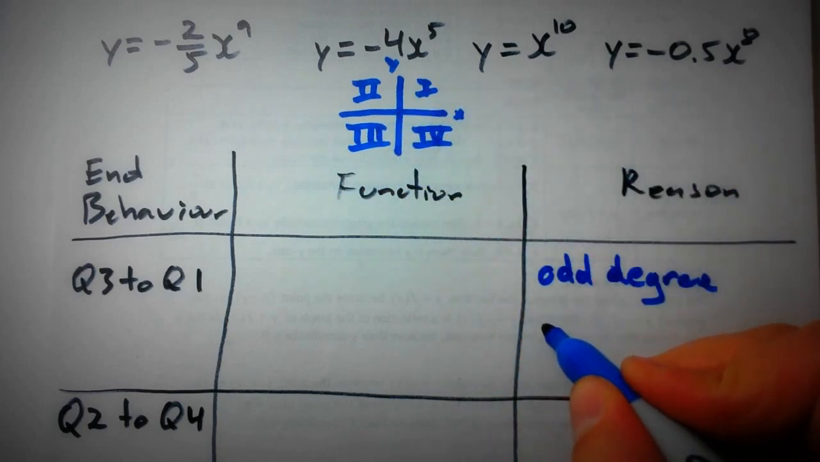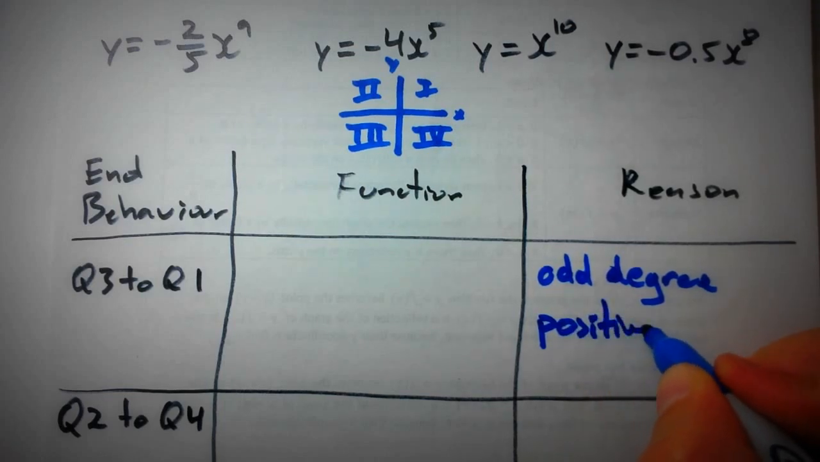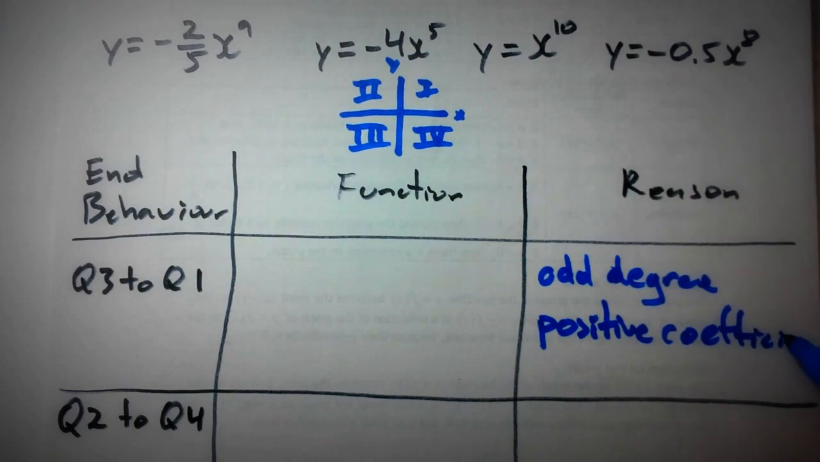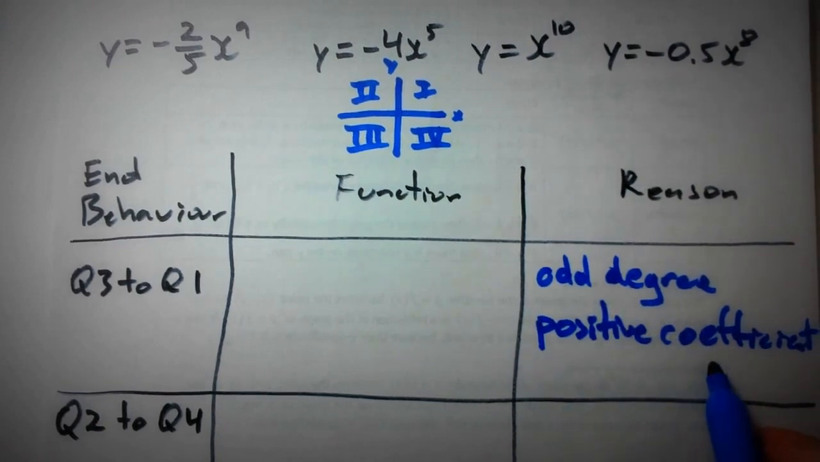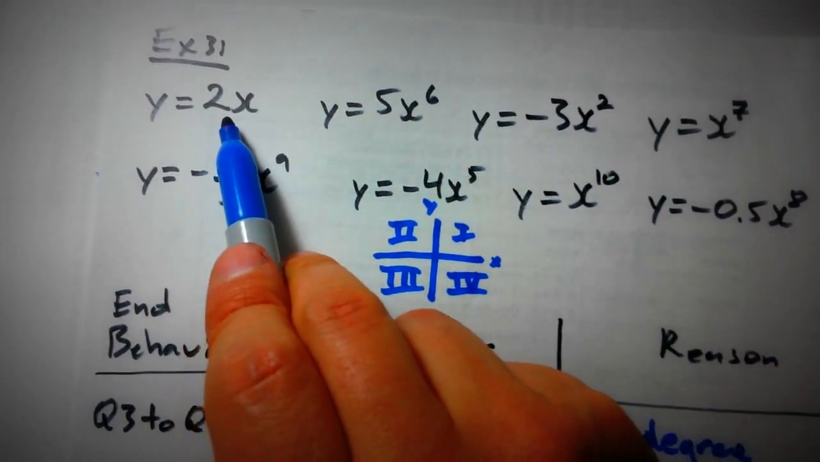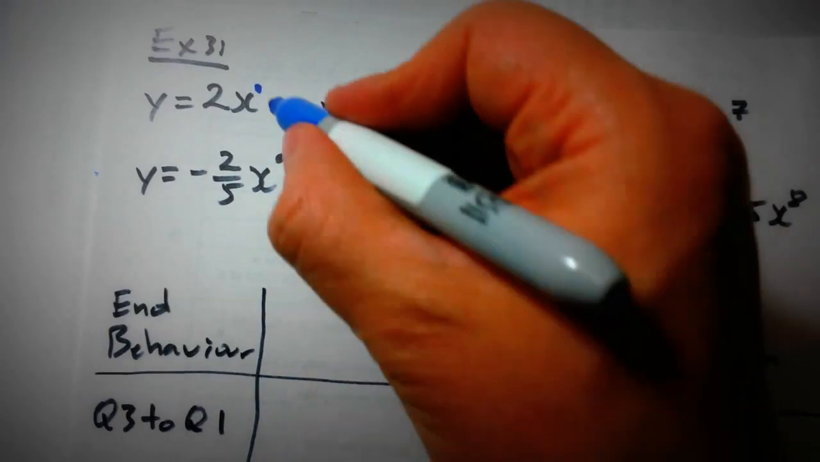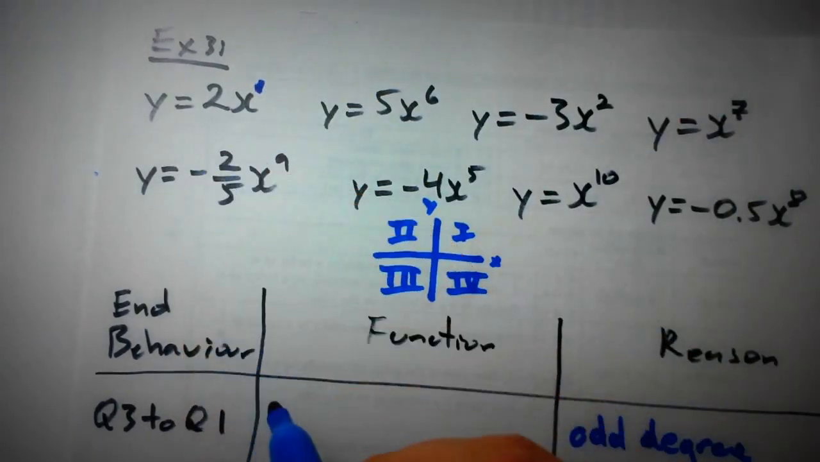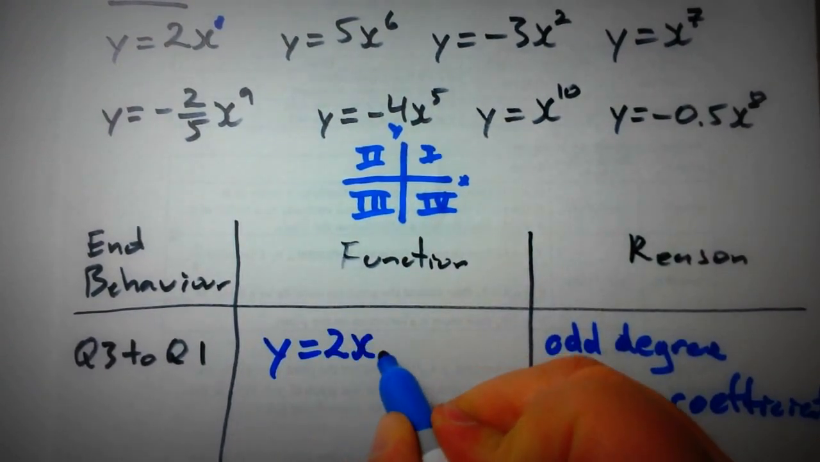So let's write the reasons for this. Positive coefficient. Good. So we know it's an odd degree function. It has a positive coefficient. So let's look for an odd degree function. Well, here is one. It's to the power of 1, and it has a positive coefficient. So let's write this down in this column: y equals 2x.